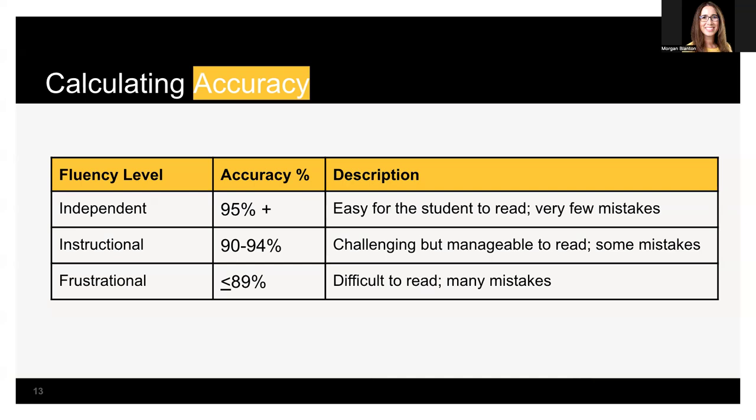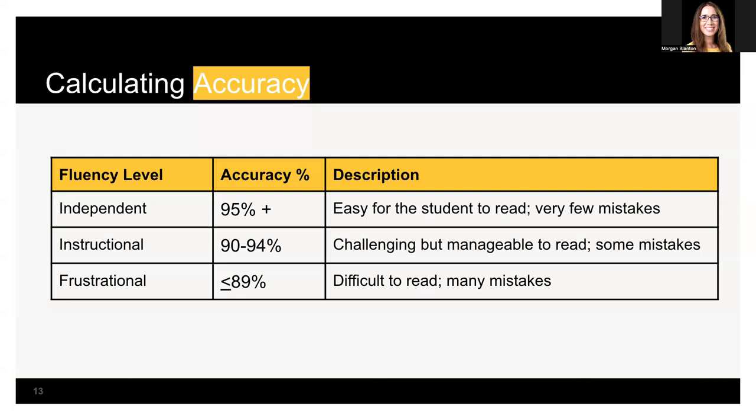The next fluency level is instructional level. This is 90 to 94% accurate. This kind of text for a student would be challenging but manageable. They are making some mistakes. Often this is a level that we would use for our instruction. Because we're right there with them, we can help them with it. If they're making those mistakes, we can help them fix them.